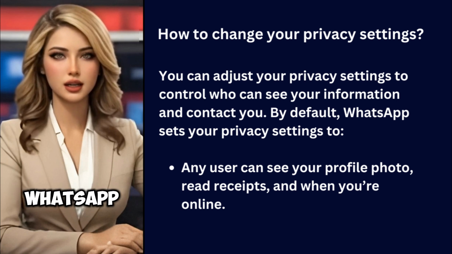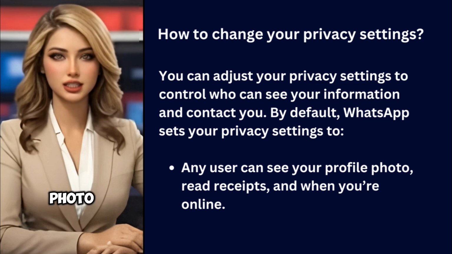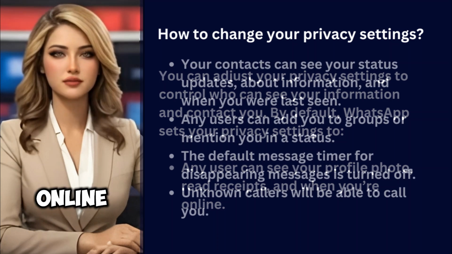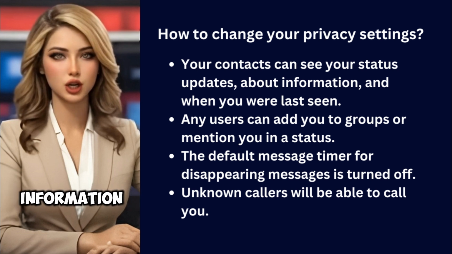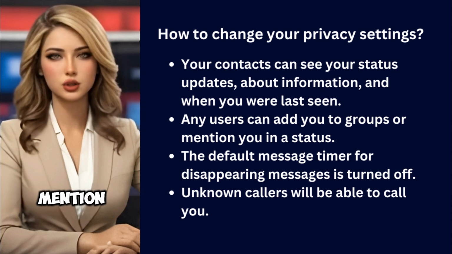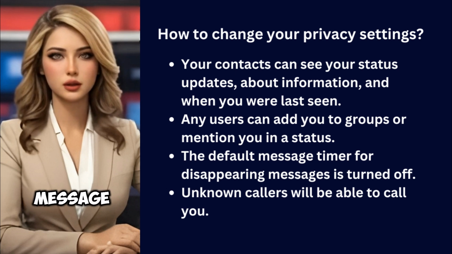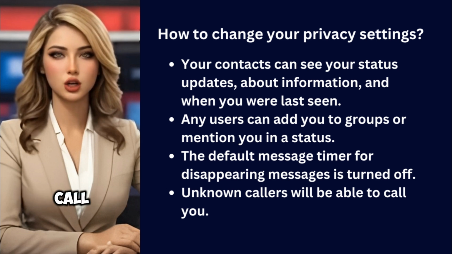By default, WhatsApp sets your privacy settings so that any user can see your profile photo, read receipts, and when you're online. Your contacts can see your status updates, about information, and when you were last seen. Any users can add you to groups or mention you in a status. The default message timer for disappearing messages is turned off. Unknown callers will be able to call you.